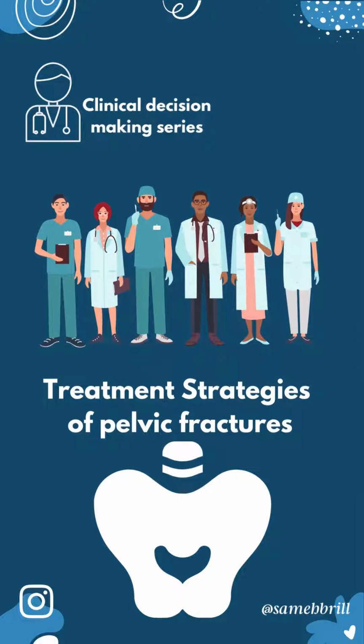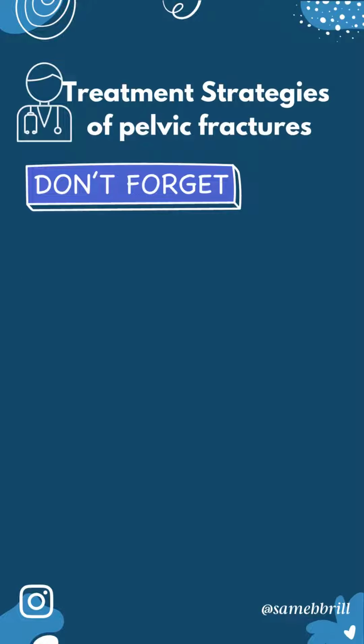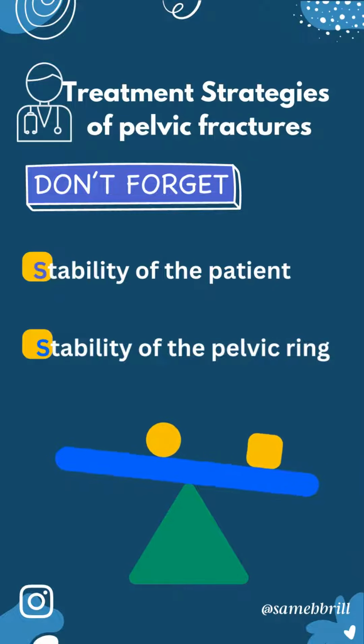Today we're going to discuss treatment strategies of pelvic fractures in brief. In dealing with pelvic fractures, two main points have to be kept in mind. Number 1, stability of the patient. Number 2, stability of the pelvic ring.